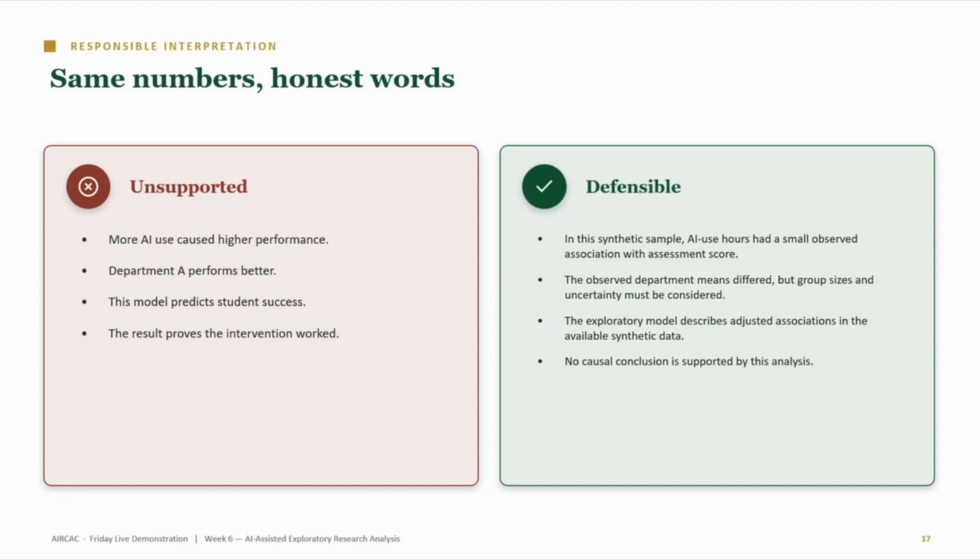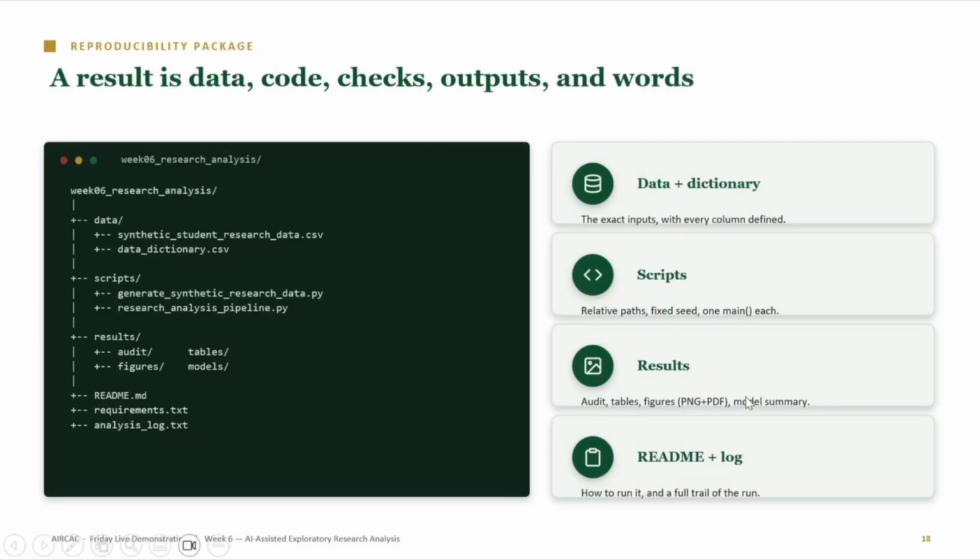This is synthetic samples. AI use had a small observed association with assessment scores. The observed department means differed, but group sizes are uncertain. Uncertainty must be considered. The exploratory model describes adjusted associations in a variable synthetic dataset. No causal conclusion is supported by the analysis.